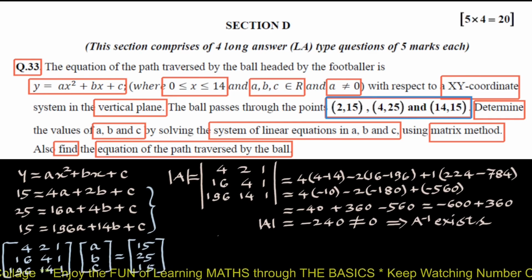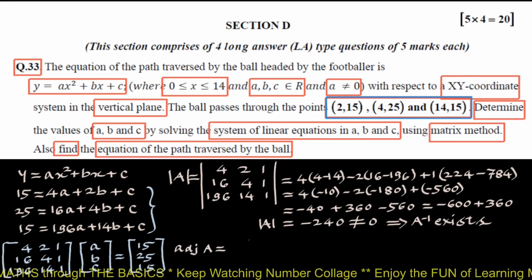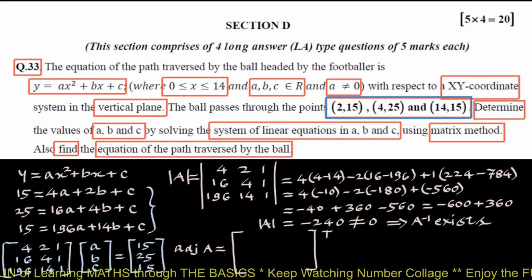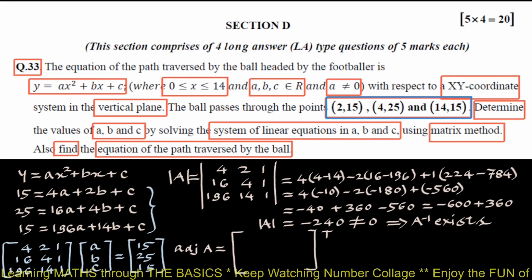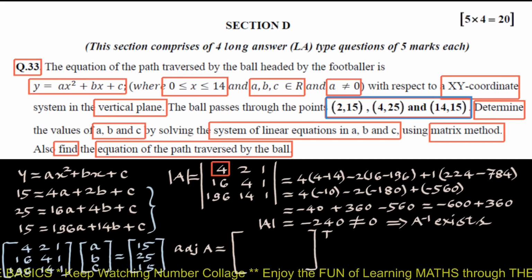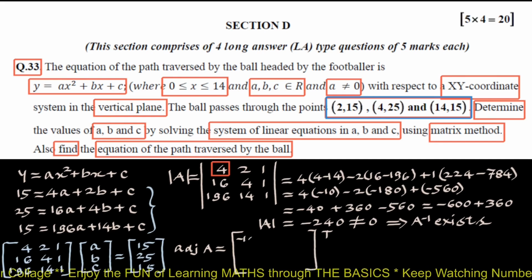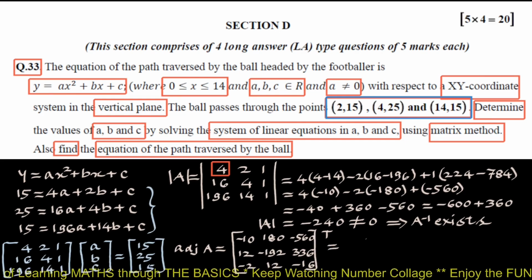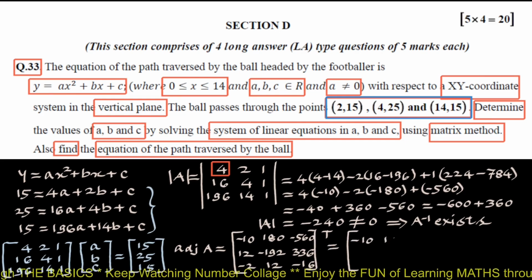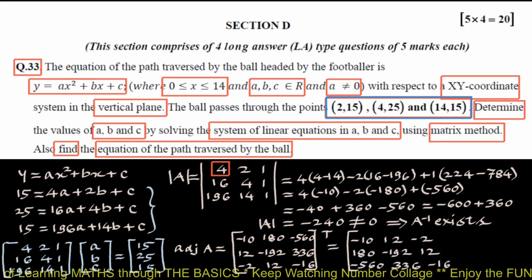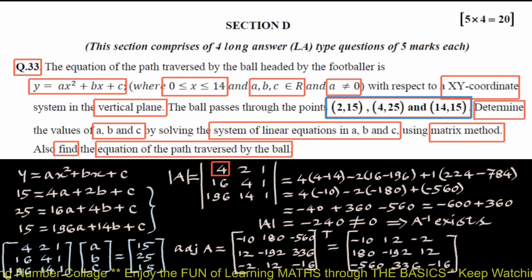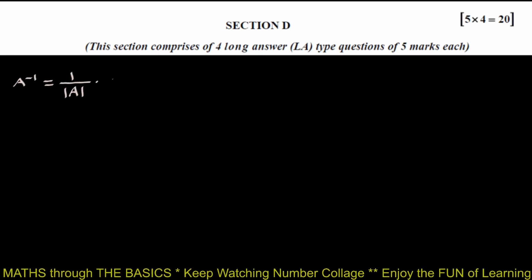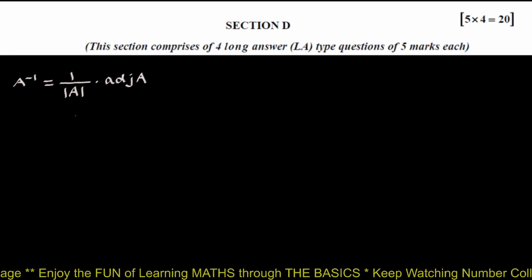Next we will find adjoint A, that will be the transpose of this cofactor matrix. So the cofactor of this first element 4 will be 4, minus 14, minus 10 etc., and its transpose gives us adjoint A: minus 10, 12, minus 2 etc., minus 16.